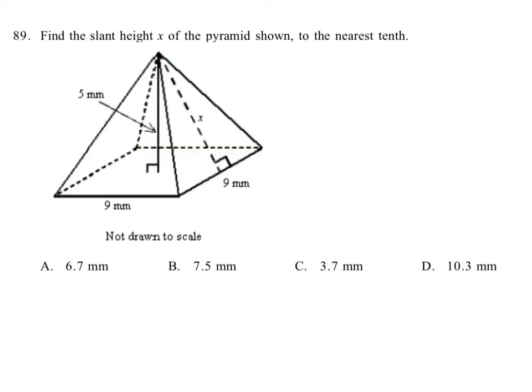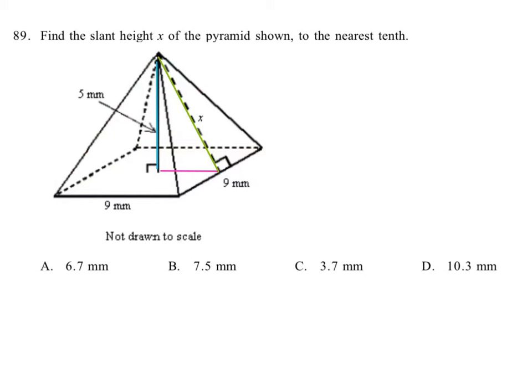Okay, so here we're finding the slant height, and essentially all we need to do is make a right triangle and use the Pythagorean theorem. So let me make a sketch here. We've got this slant height, which we don't know. We've also got this length right here from the center to the edge, and then of course we've got the height that they give us here.